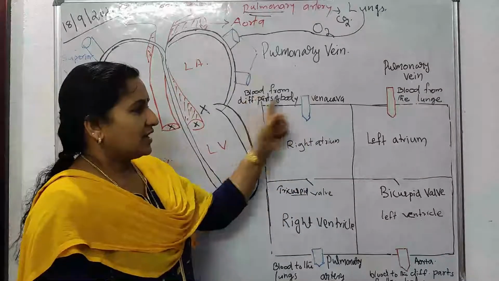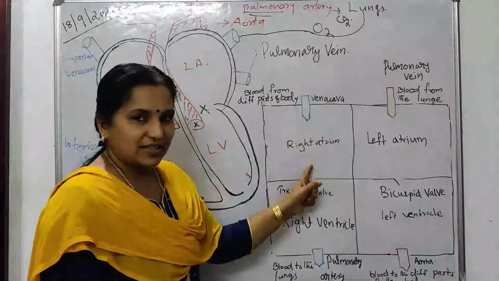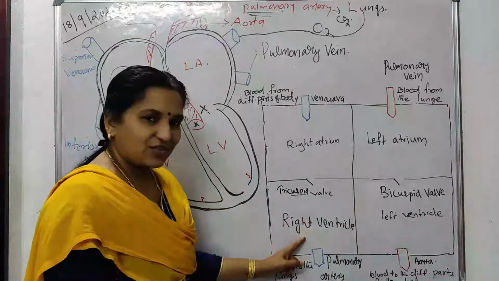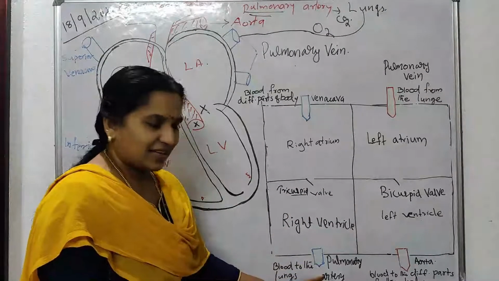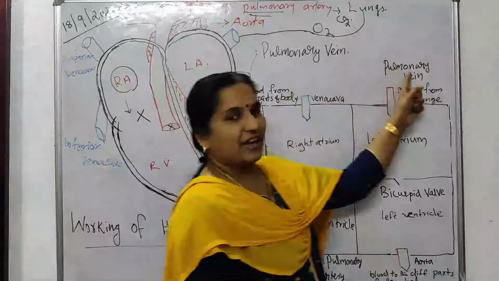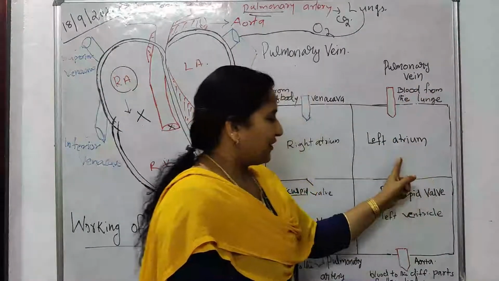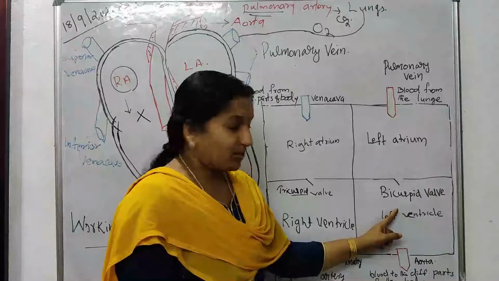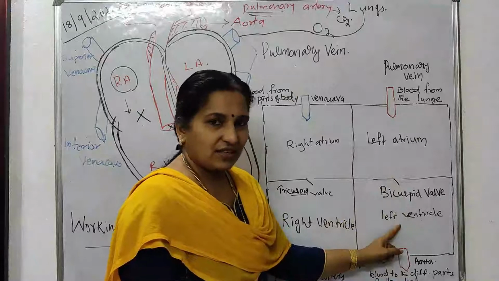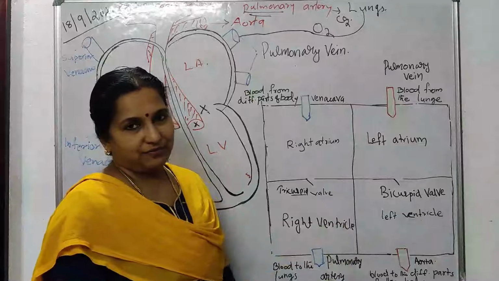See, we can start with vena cava. Superior vena cava and inferior vena cava carry blood to the right atrium. Tricuspid valve opens so that it reaches the right ventricle. Pulmonary artery carries this to the lungs. And from the lungs, pulmonary vein carries the oxygenated blood to the left atrium. From there it reaches the bicuspid valve, which is open so that it reaches the left ventricle. From there, aorta carries blood to different parts of the body.